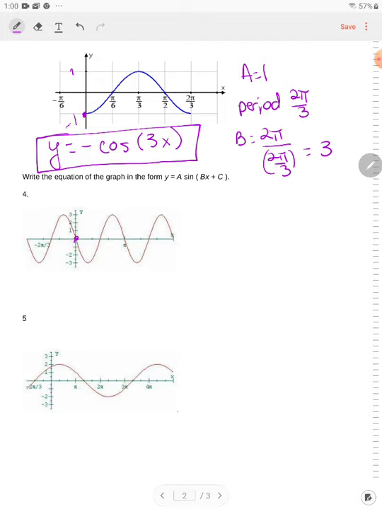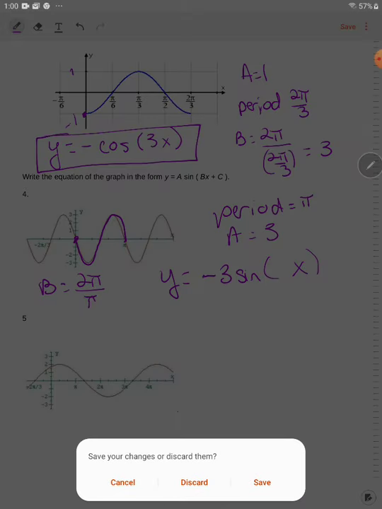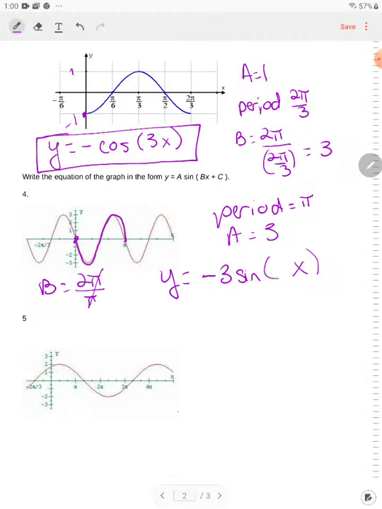at (0, 0), and I do 1 period, I'm going to go up and come down. My period is pi. I know it's reflected. My amplitude is 3. And there again, there's no right or left shift. So it'd be y is equal to negative 3 sine. Okay, I've not found my b value yet. So b is equal to 2 pi divided by the period. So in this case, b is equal to 2.